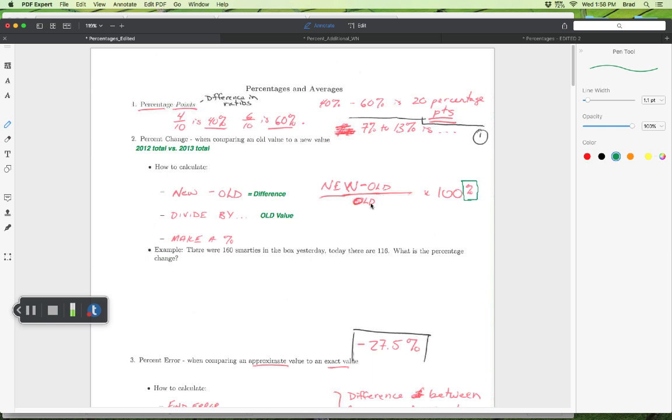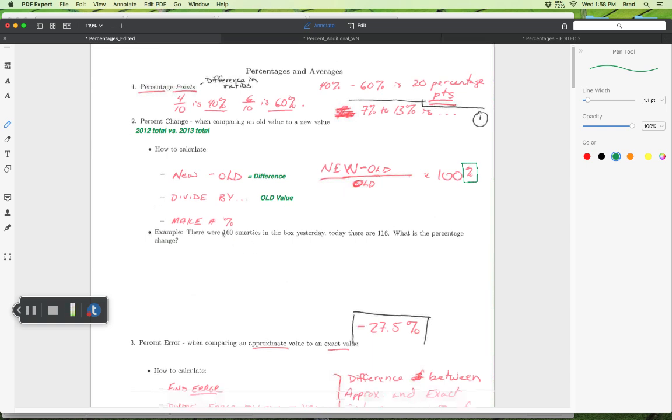So we get this difference compared to some older value. All right, so here's an example. There were 160 Smarties in a box yesterday, and today there are 116. The question is, what is the percent change of Smarties in our box? So we've got an old value and we've got a new value.